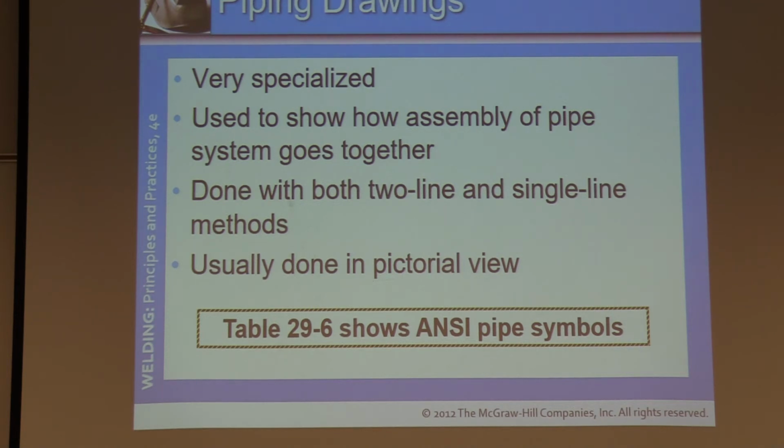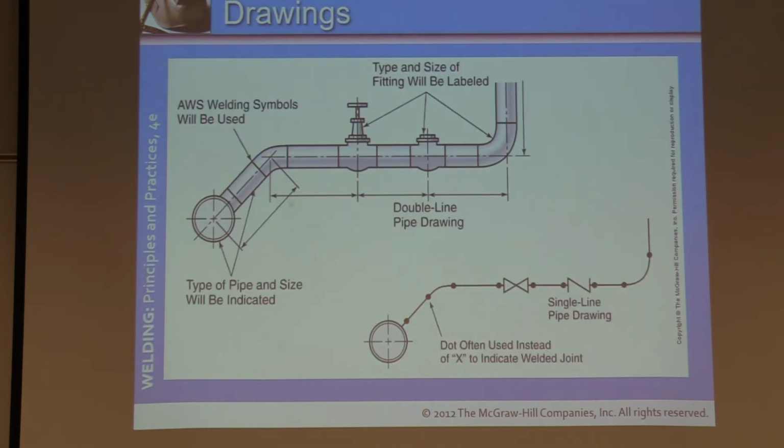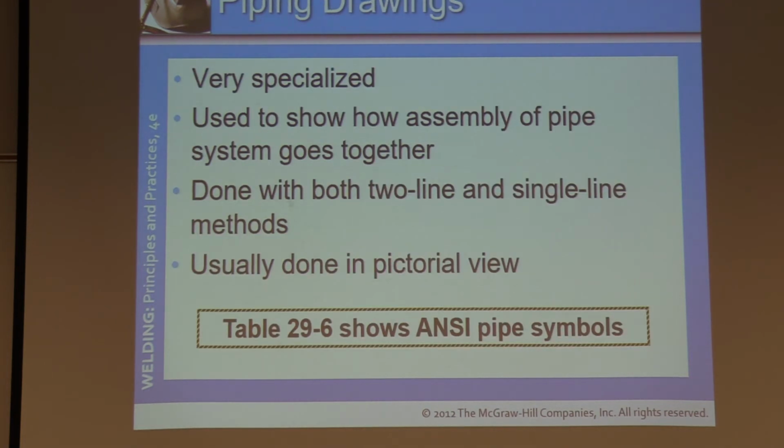Okay, let's talk about piping drawings. They are specialized, used to show how the assembly of a pipe system goes together, done with both double line and single line methods. It's usually done in a pictorial view. We are now on page 988, chapter 29. Right here it shows you table 29.6, which shows you the ANSI pipe symbols.